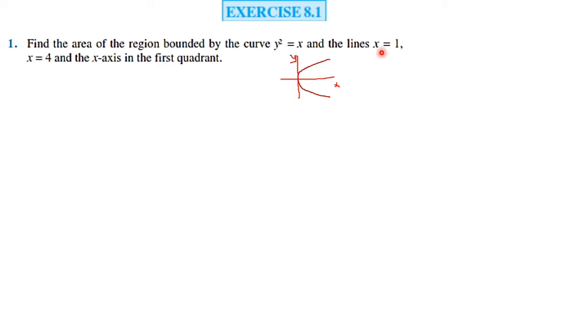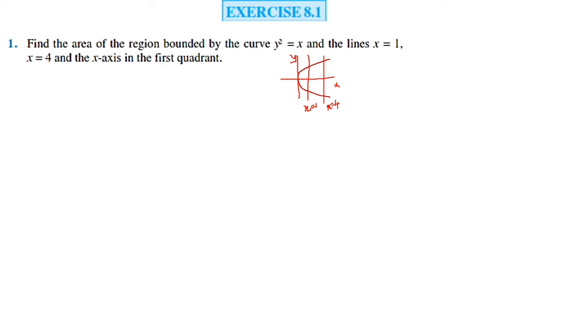Then we need to identify the lines. X is equal to 1 means x-axis particular point 1 and x-axis 4. 4 will be coming after 1, maybe here. Roughly we can draw, it's not necessary to take accurate points here. So x is equal to 1 maybe comes this way, and we write x is equal to 1. Then another line will be x is equal to 4. It will be coming after 1. So we write x is equal to 4. Roughly we have identified.